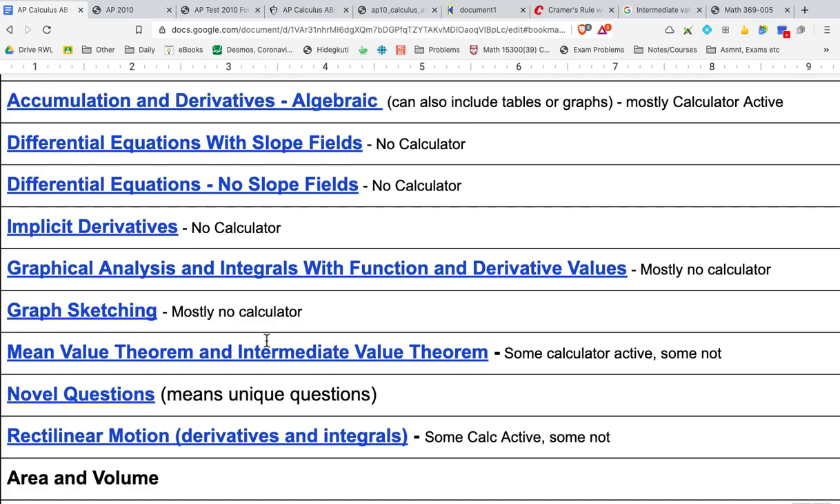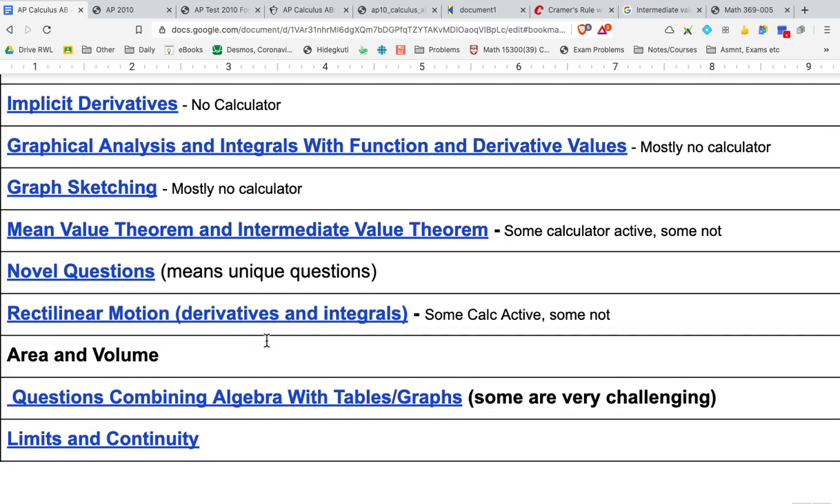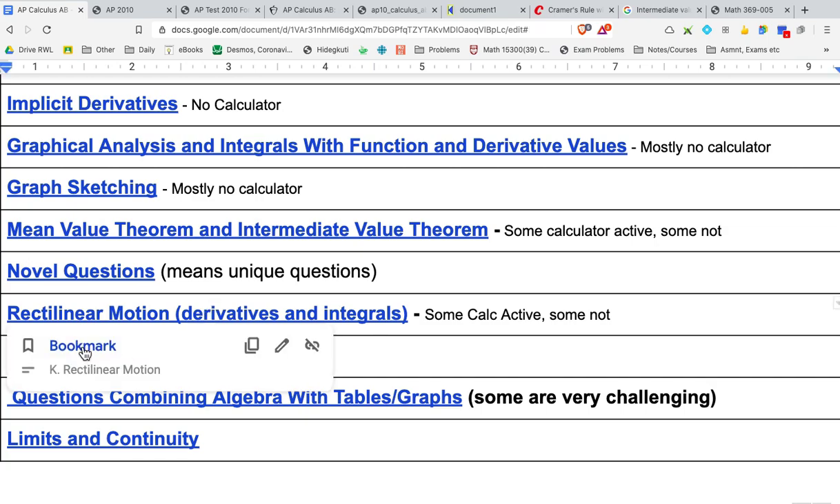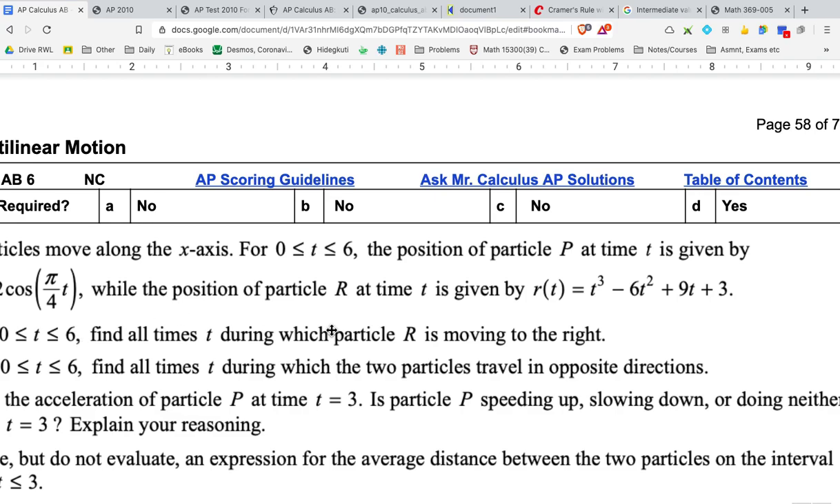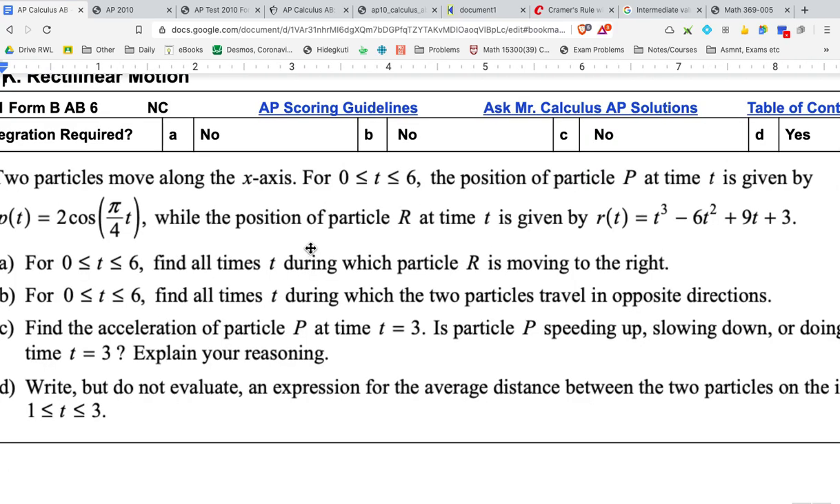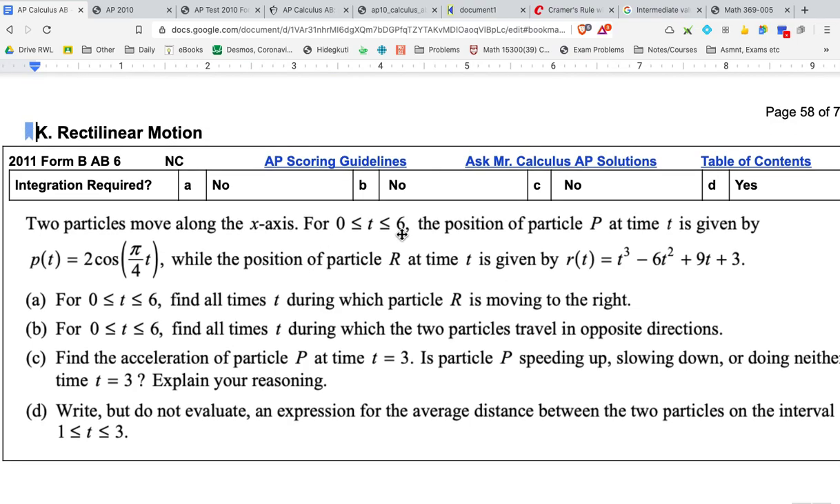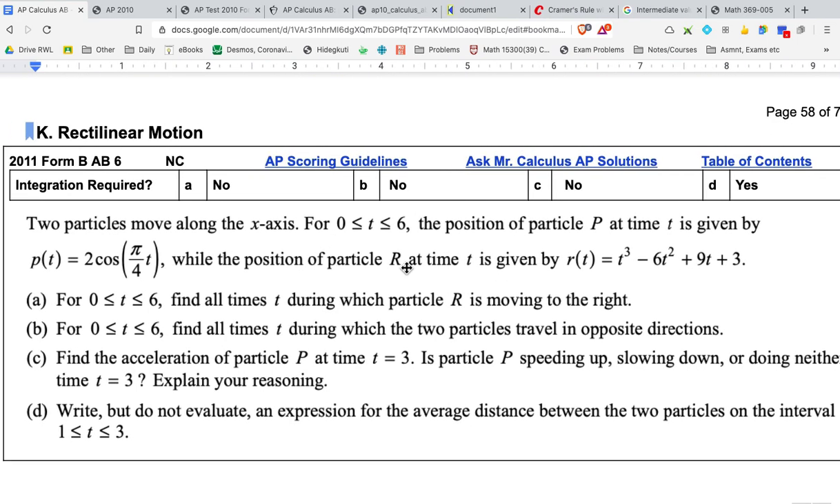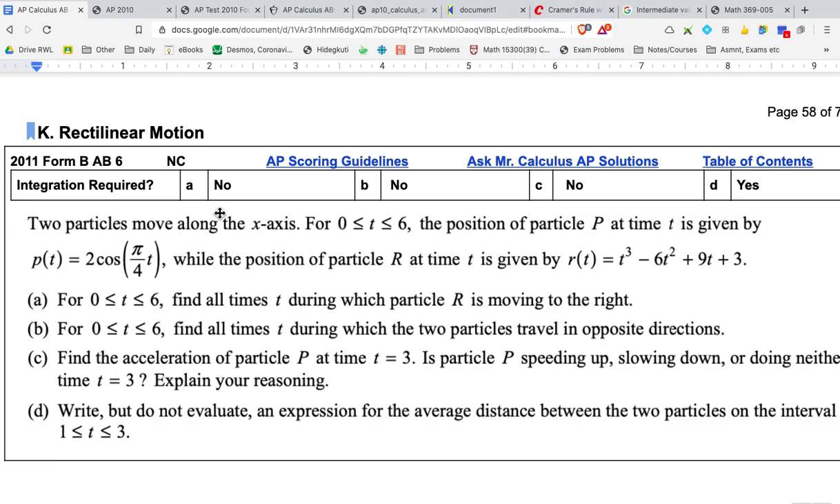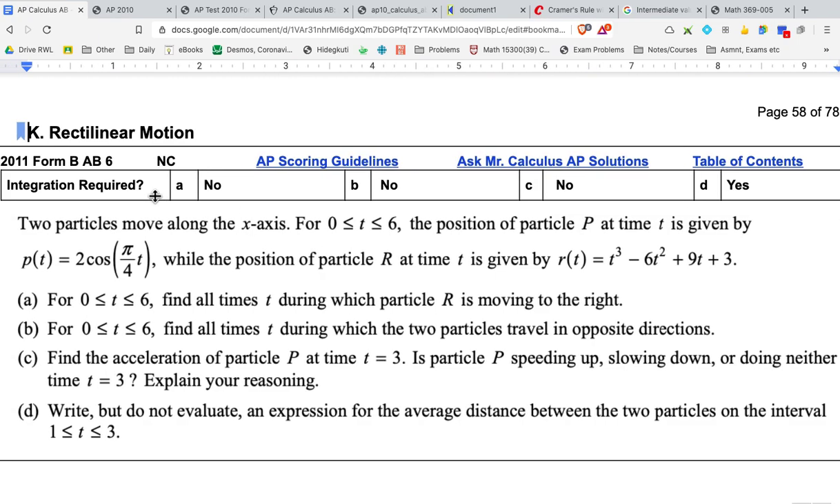Now there are some questions where you're going to want to look at only certain parts of questions. For example, on rectilinear motion, depending on what year you're writing the exam, in the year 2020, due to COVID-19, there's not supposed to be any integration related to rectilinear motion. So for all of the rectilinear motion questions from 2010 to 2019, I put up above part A, integration required. A is no, B is no, C is no, and D is yes.